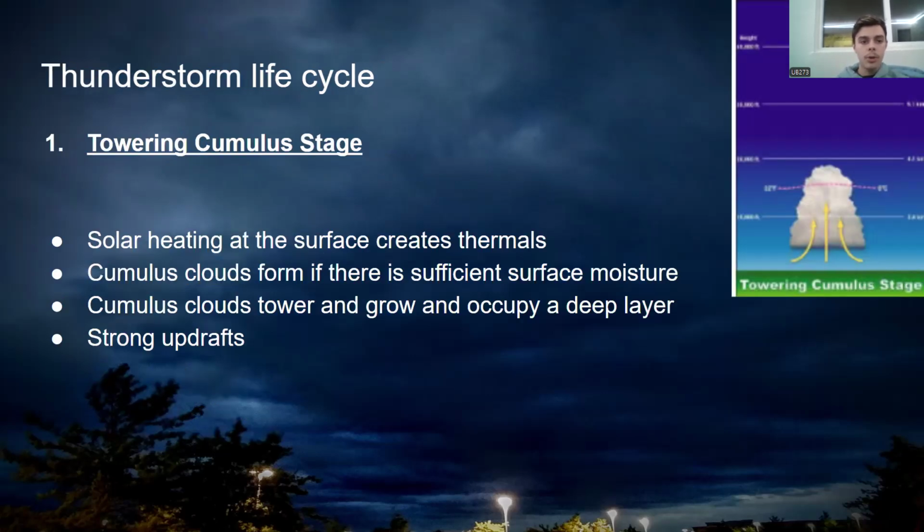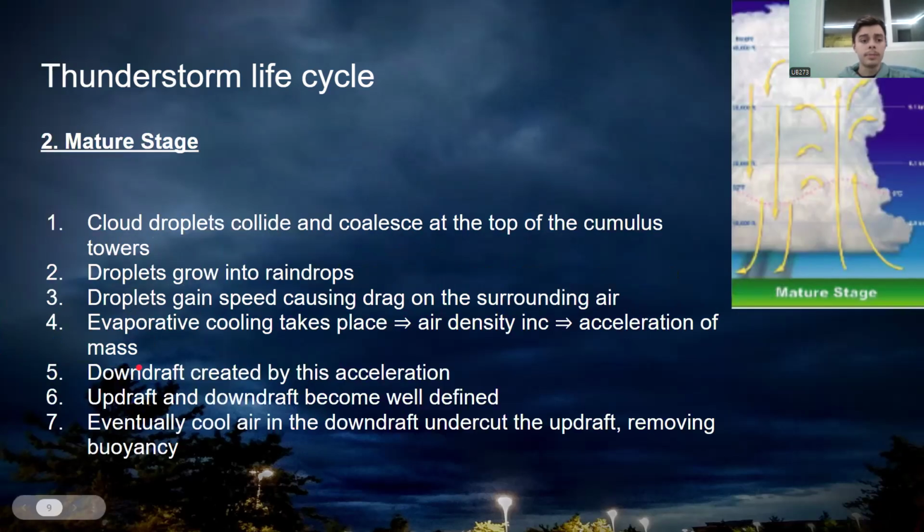So, thunderstorm life cycle. There are three main steps in the thunderstorm life cycle. First, we have the towering cumulus stage. We are going to have solar heating at the surface occurring, and we eventually have strong updrafts. Cumulus clouds are forming because there's significant surface moisture, and they end up towering and growing, occupying a deep layer. Like I said, there are strong updrafts occurring.